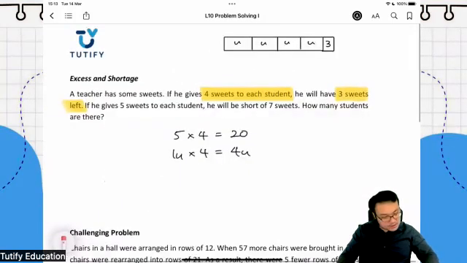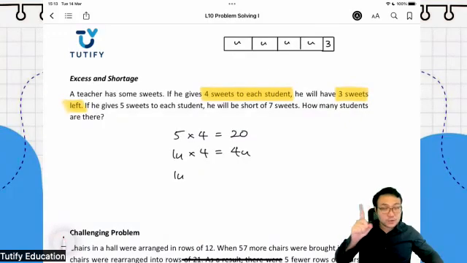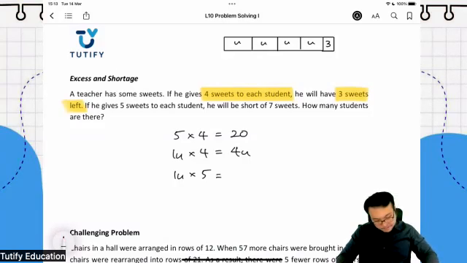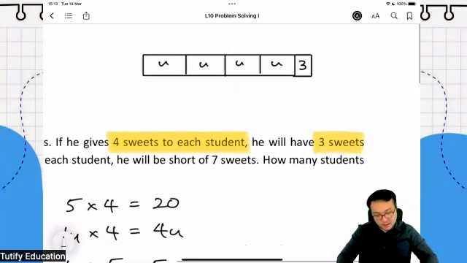Now let's look at the second scenario. If I have 1 unit of student. Okay, I don't know how many students are there. There's only 1 unit of students. Now I want to give each of them 5 sweets. How many units do I need altogether? 5. Yeah, I need 5 units of sweets.